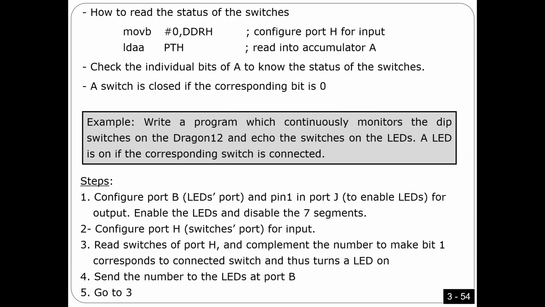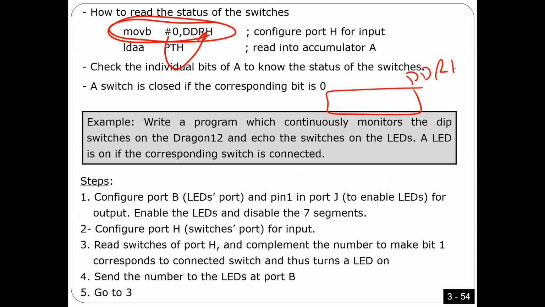So number one, you need to program port H as input, right? How can you do that? You can do something like that. Move byte 0 to DDRH. Is that okay? So that means port H, DDRH should be 0, 0, 0, 0, 0. That means all the pins are input. Remember, 0 means input. Is that okay?